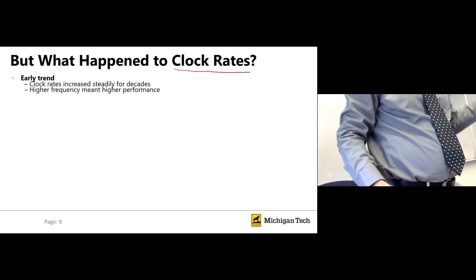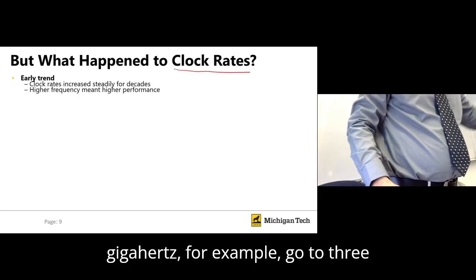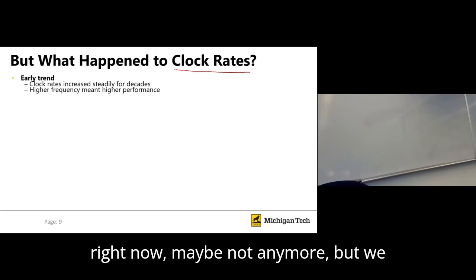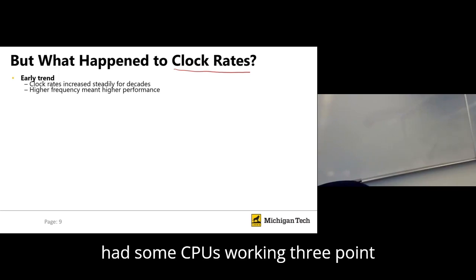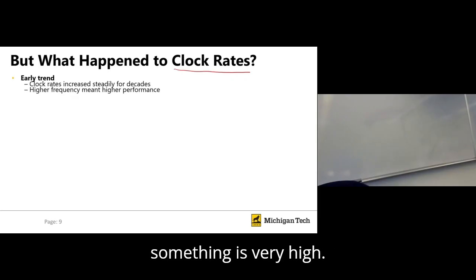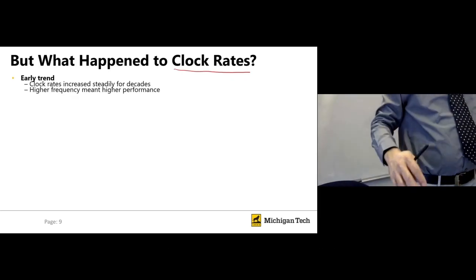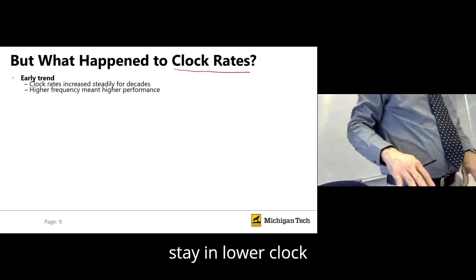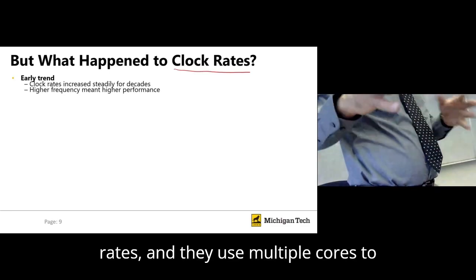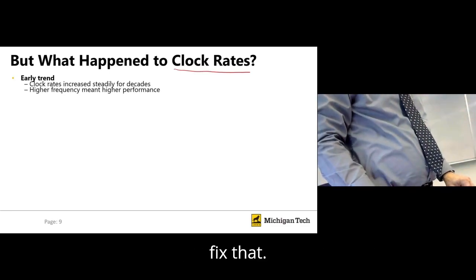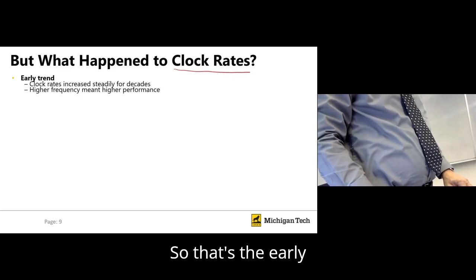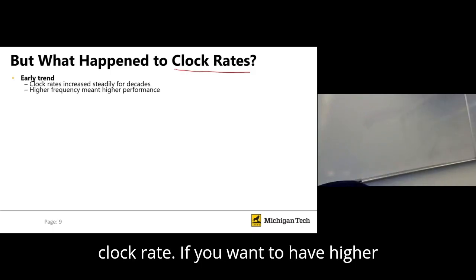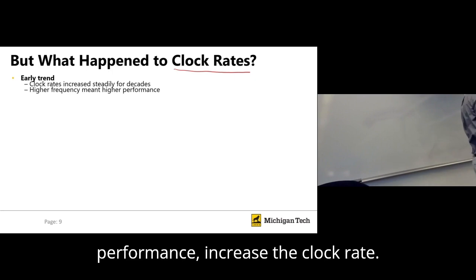Instead of having 2 gigahertz, for example, go to 3 gigahertz. Even some CPUs, maybe not anymore, but we had some CPUs working at 3 point something gigahertz, which is very high. But right now, most of the CPUs try to stay in lower clock rates, and they use multiple cores to fix that. So that's the early trend. The trend was to just increase the clock rate. If you want higher performance, increase the clock rate.